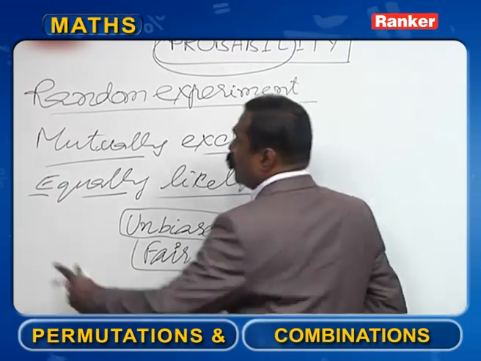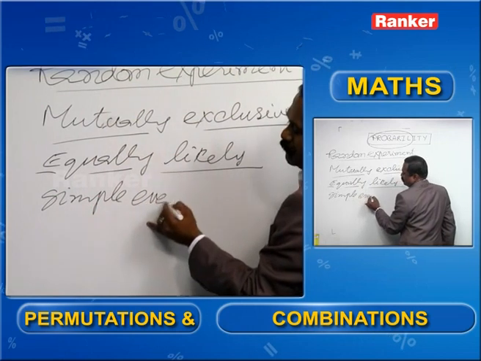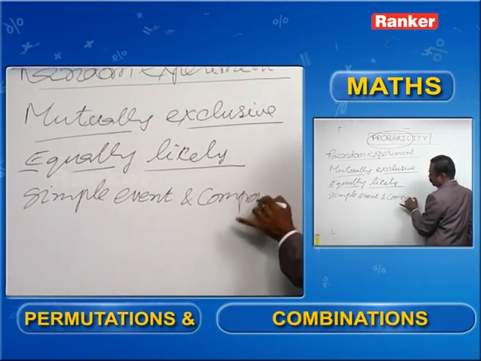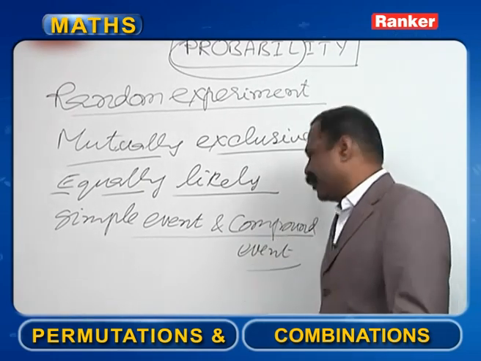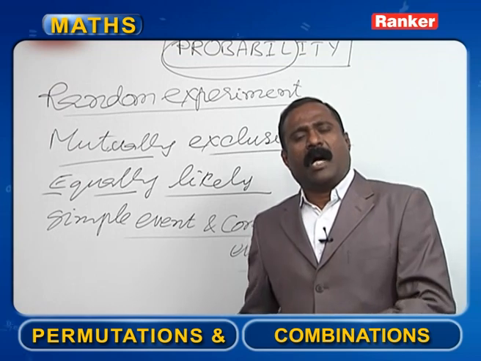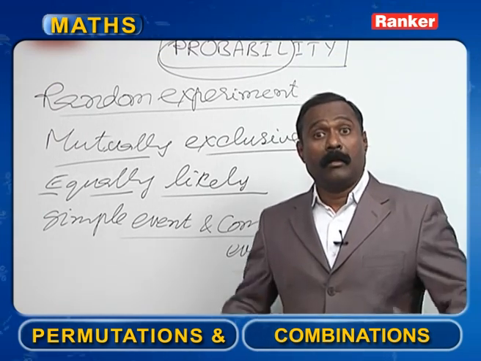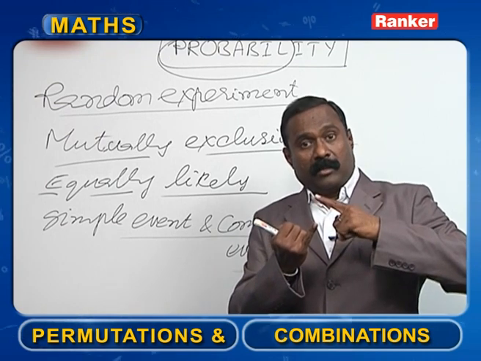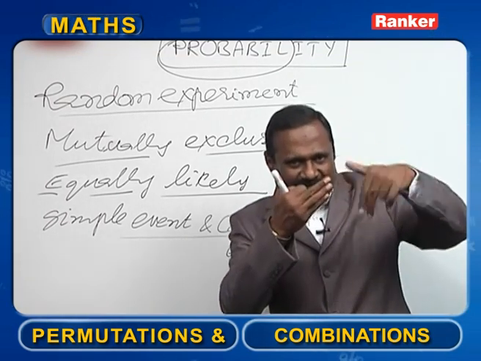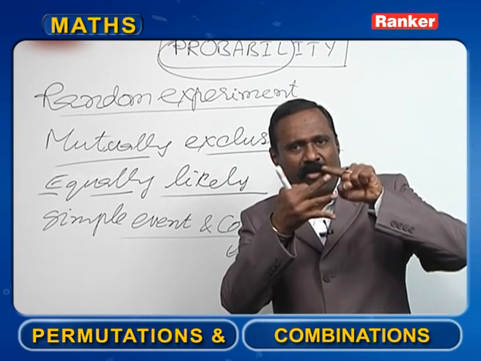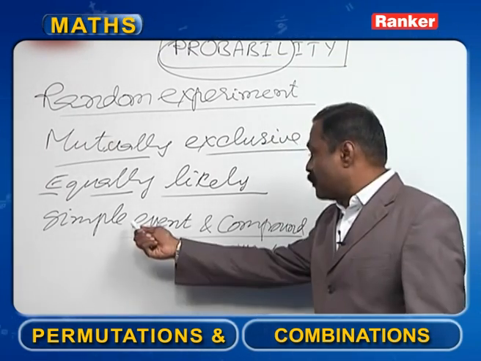Okay. Now you must know this also: simple event and compound event. What is a simple event? In the name itself, we have the meaning of it. Simple event means I have thrown a die, and I ask for an odd number. If I need an odd number in throwing a die, I may get either 1 or 3 or 5. That means my event is split into 3. Then such an event is not a simple event, but it is a compound event.